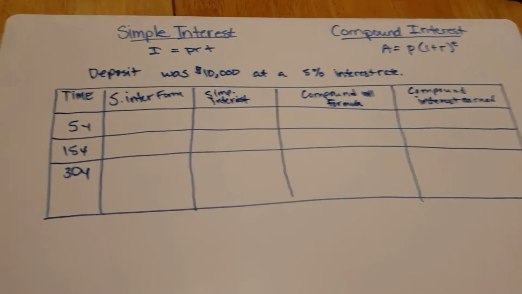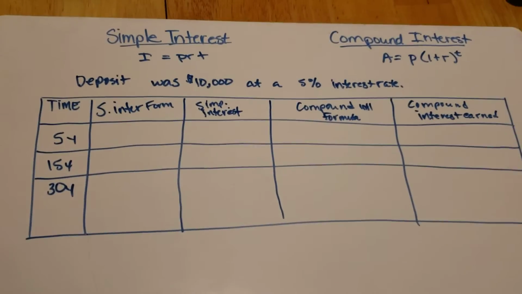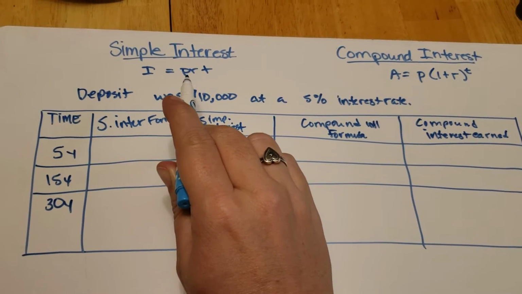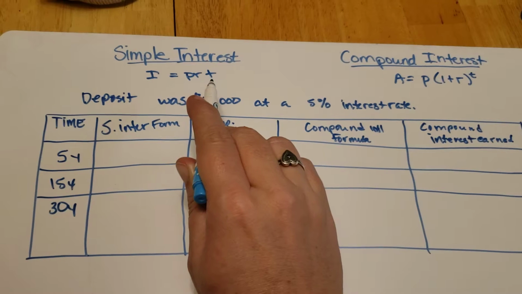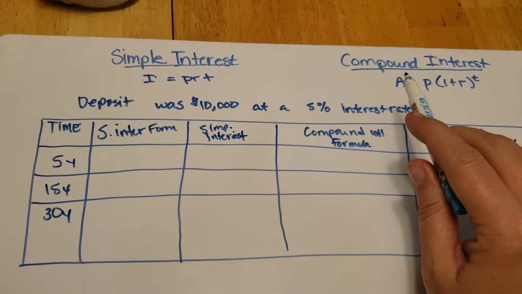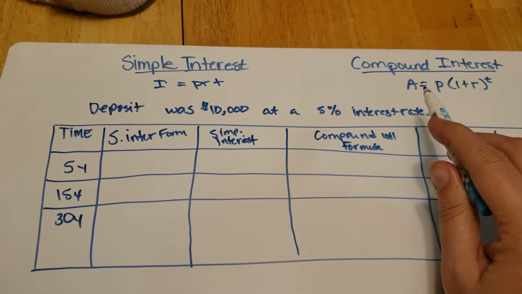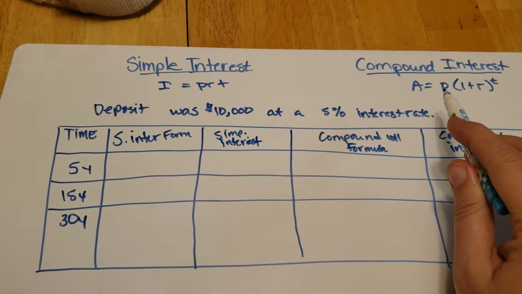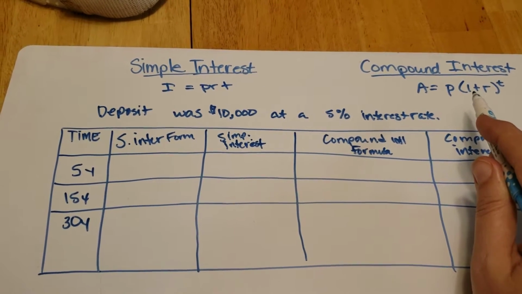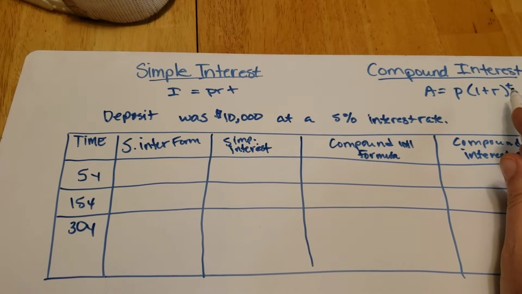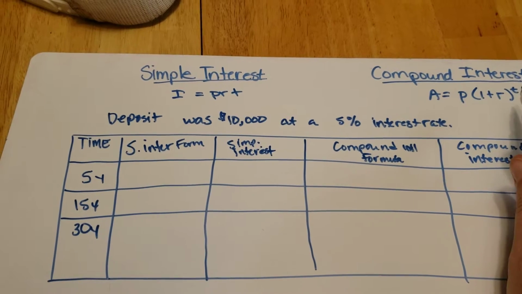Anyway, so simple interest. This is your formula. Interest is equal to principal times the rate times the time. Your compound interest formula is your total amount earned is equal to your principal times 1 plus the rate of interest raised to the time as an exponent.